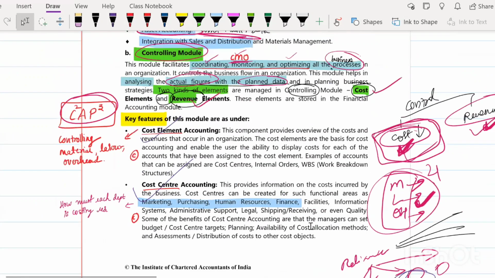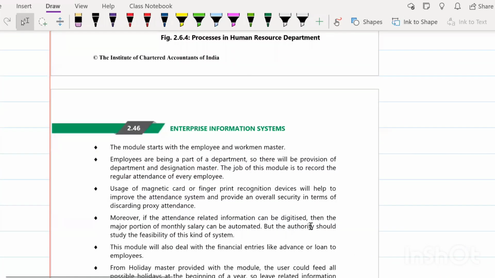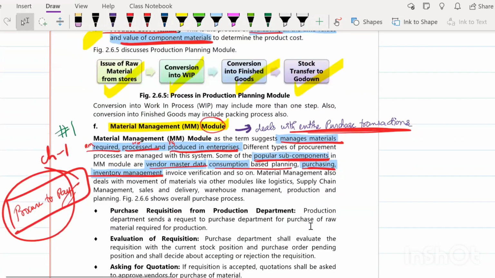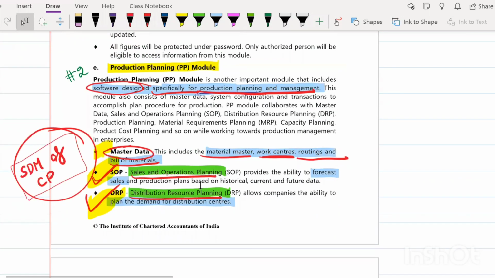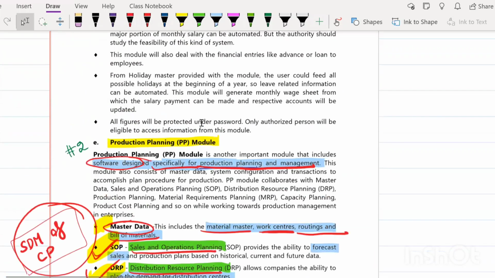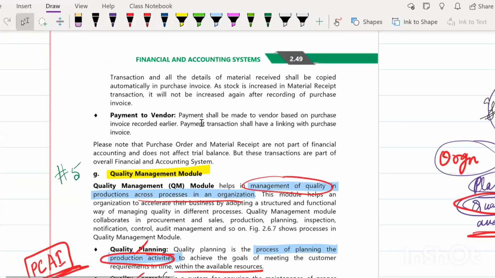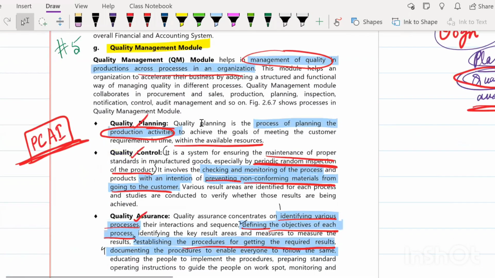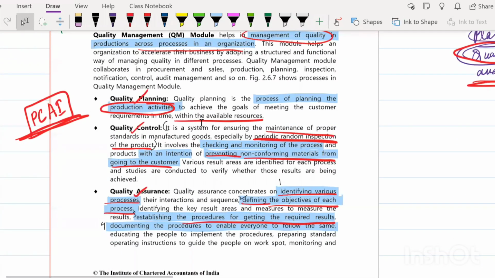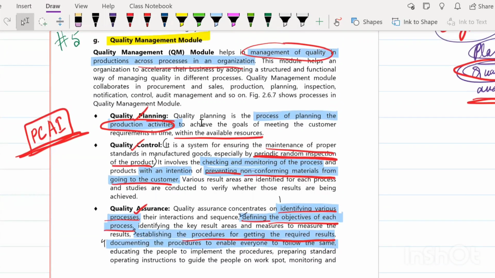Suppose, for example, I take the production planning module. Here they can ask you what the components of this production module are, and then you have to write them out. In the same way, for the quality management module, they'll ask you what the 4 aspects are. You have to write the 4 aspects and explain them: planning, control, assurance, and improvisation. So questions like these are going to be asked.